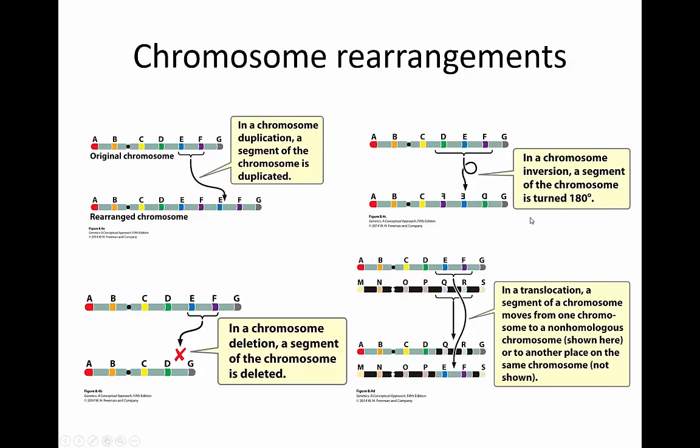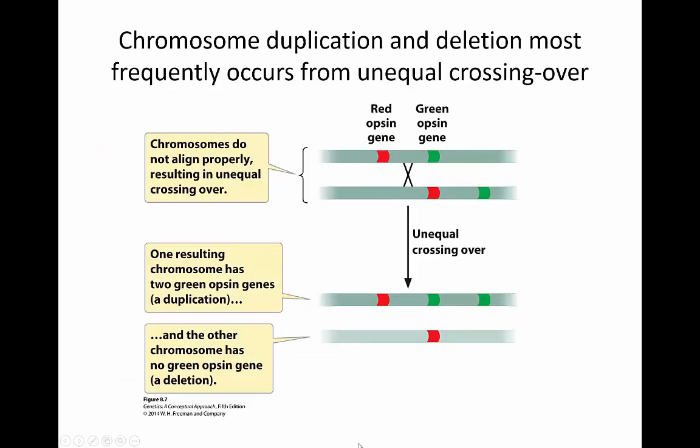In an inversion, you switch it around. And so even though you don't lose any genetic material here, nevertheless, you change the location on the chromosome where these particular genes are located. Finally, in a translocation, a segment of one chromosome will move onto a different chromosome. First, I'd like to talk about duplications and deletions.